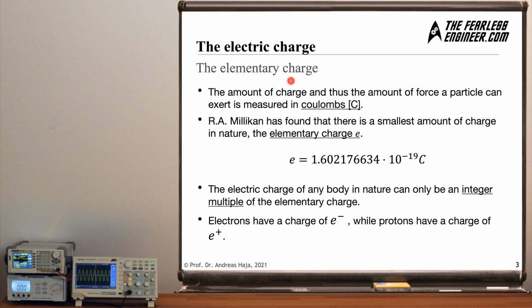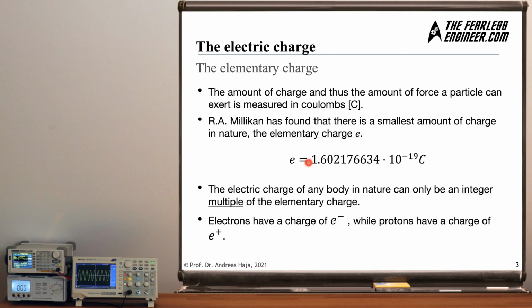Now, the amount of charge, and thus the amount of force a certain particle can exert on another particle, is measured in the unit coulombs. This is a very essential unit which you must have heard about if you go into electronics. Coulomb is the unit of charge. A very famous physicist called Millikan found in a very famous experiment that there exists a smallest amount of charge in nature below which no charge can exist. It's called the elementary charge, and it's made up of this very small number.